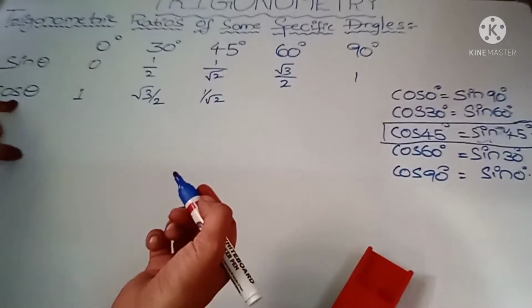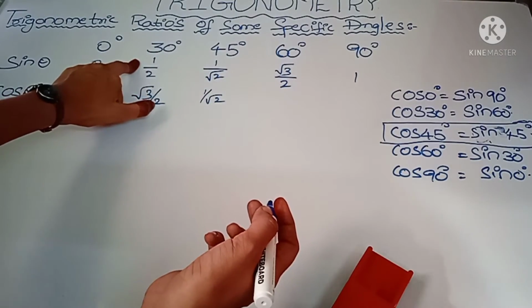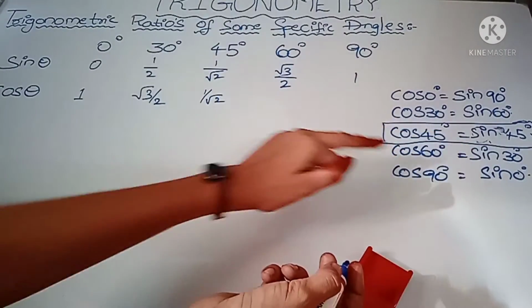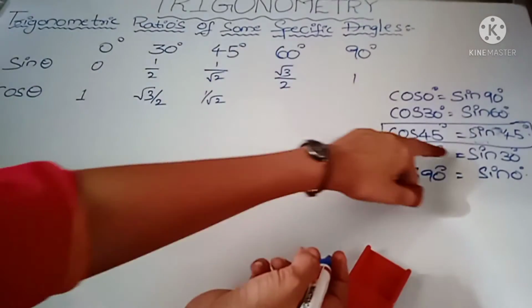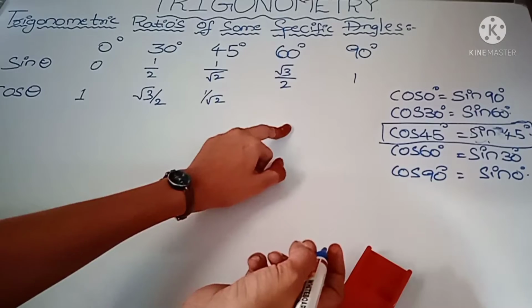Okay. Next value is cos 60 degrees. Cos 60 degrees is nothing but sine 30 degrees. What's the value of sine 30? 1 by 2. Then what is the value of cos 60? It is also 1 by 2.